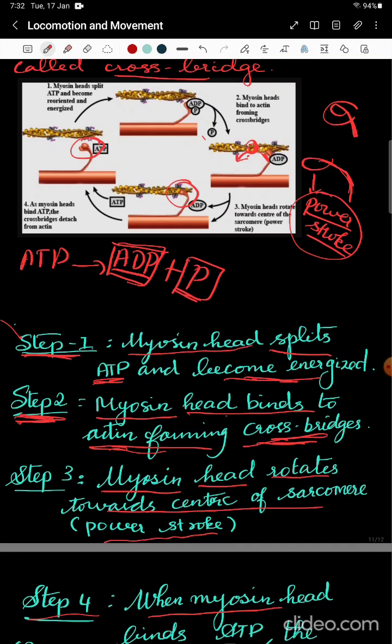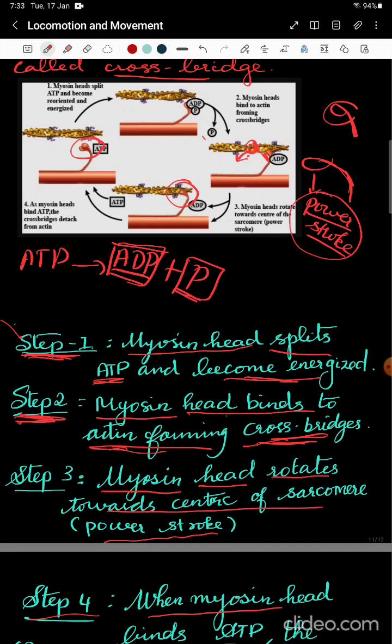Now instantly what should happen? After contraction, the relaxation should take place. But before going on to relaxation, I would like to revise these three steps. At step 1, what is happening? The myosin head is splitting ATP into ADP plus one phosphate group, and then it is getting energized. At step 2, this energized myosin head forms a cross bridge and binds to the actin filament. And at the third step, what is happening? To begin the contraction, it is enabling the power stroke. For the power stroke also, it needs energy.